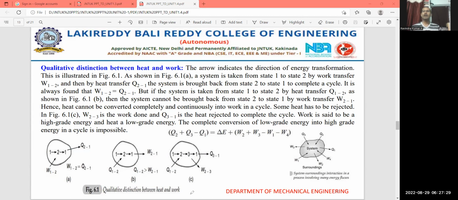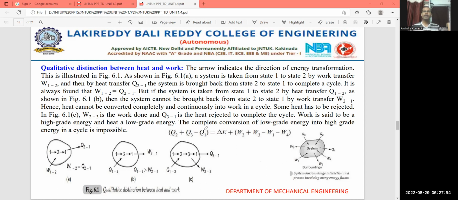That means heat is a low grade energy, work is a high grade energy, and this work is an orderly form of energy where you can convert all the work into heat. But in the case of low grade energy, you cannot convert all of it into the equivalent amount of work. So this is the qualitative distinction between heat and work. You can also go through this particular case.